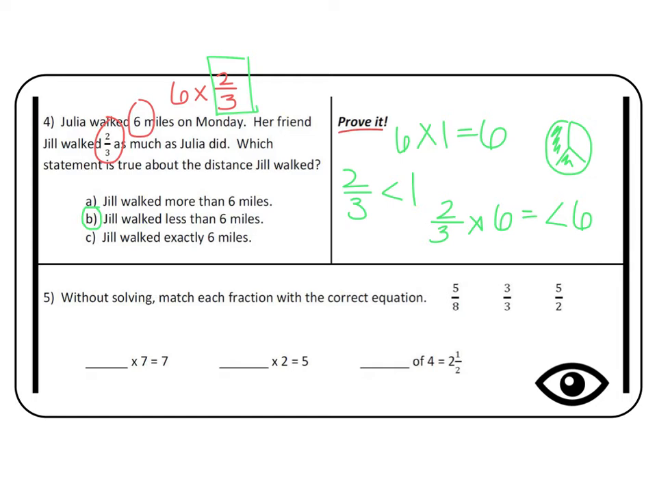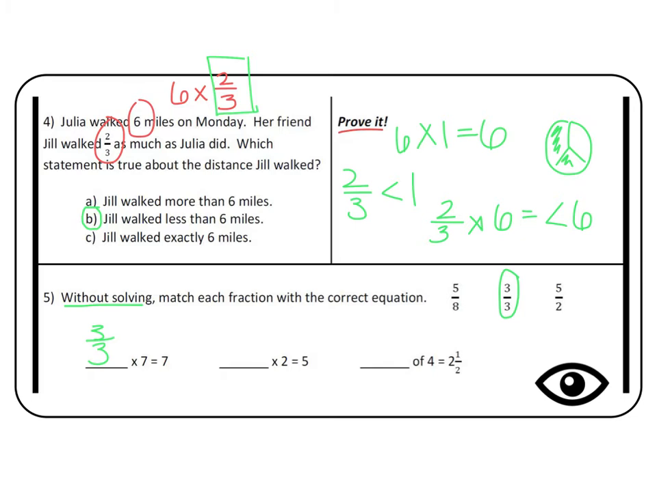Let's see if we can solve the next set of problems without multiplying. It says, without solving, match each fraction to the correct equation. So something times 7 equals 7. Well, I know that anything times 1 equals itself, so I'm going to look at our fractions for the one that equals 1. That would be 3/3. 3 over 3 is 1 whole, and 1 whole times 7 will be 7.